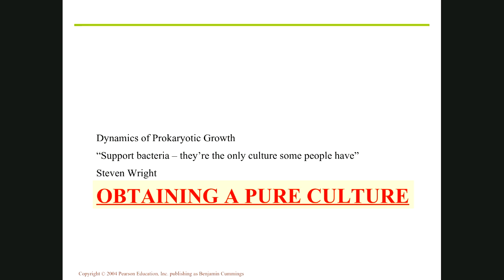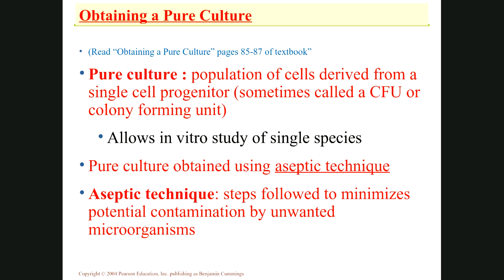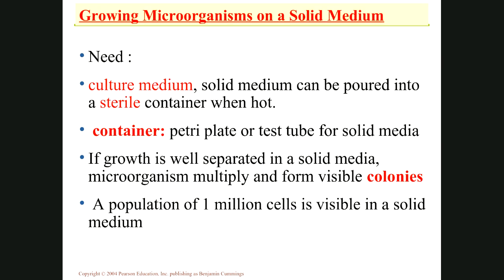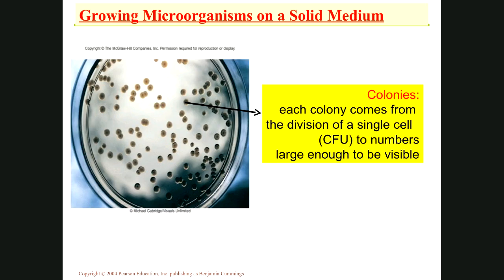Now, pure cultures, we talked about pure cultures in the lab. We talked about aseptic techniques. So review what a pure culture is, what are aseptic techniques. Remember, a CFU is a colony forming unit and represents one cell, which will be the progenitor of a colony. Know what a medium is, what a culture is. A lot of this we get from lab, so that's why I'm going through it very quickly.